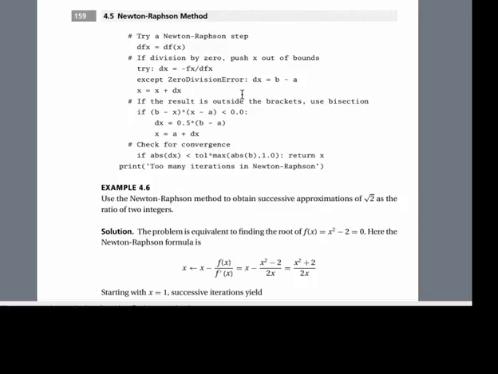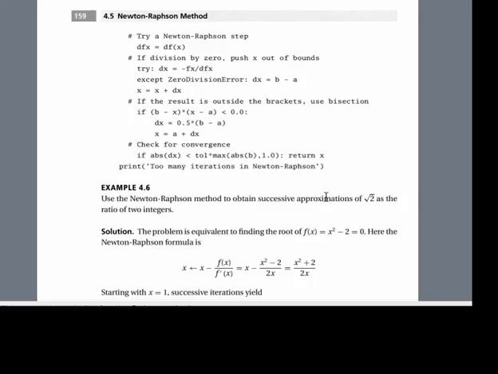And then update or iterate. And then here's the idea that if the result is outside of the brackets, if it pushes you outside of AB, we'll use bisection to decrease the amount of the increment and get back into an interval. So it's a fairly sophisticated method. And if it can't converge in those 30 iterations, just print out too many iterations. It's not going to be able to return an estimate that satisfies our tolerance.